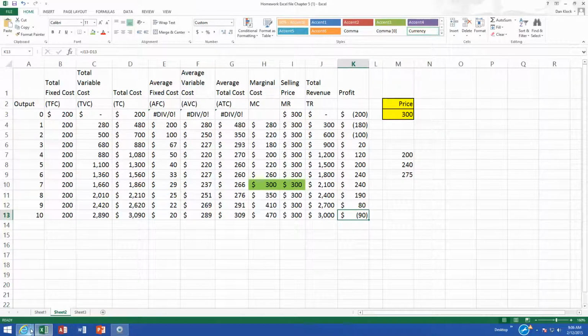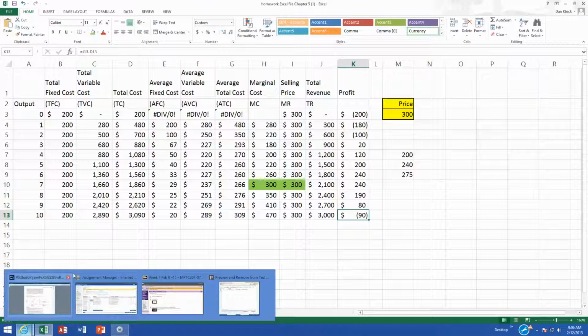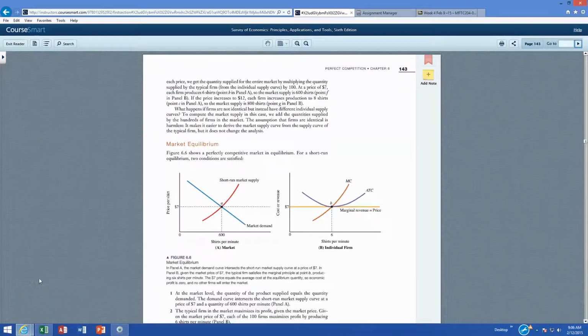Again, if I look back at the textbook, we just created the numbers for this graph here for the individual firm, but if something changes with supply and demand, right? For the whole industry, the price is going to change for the individual firm. And then good things or bad things can happen, of course. So we're going to take a look at some bad scenarios.